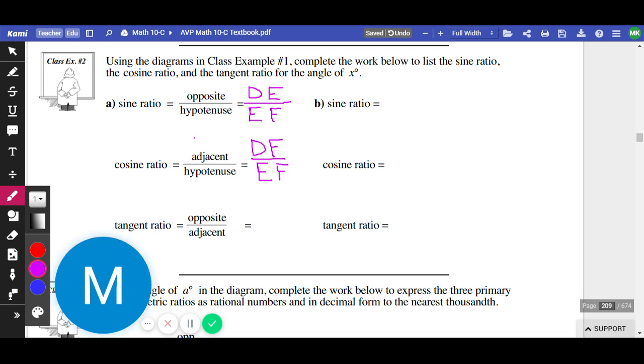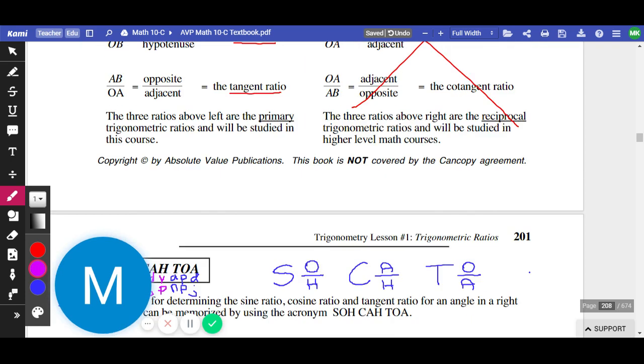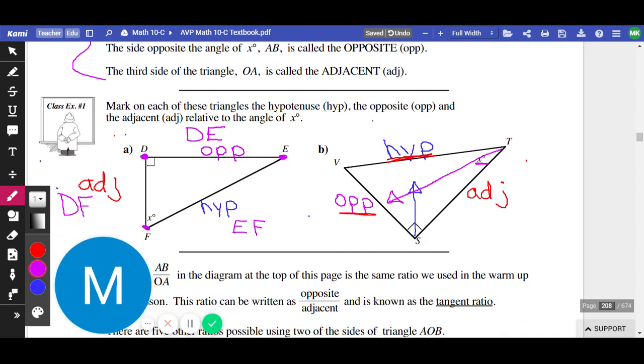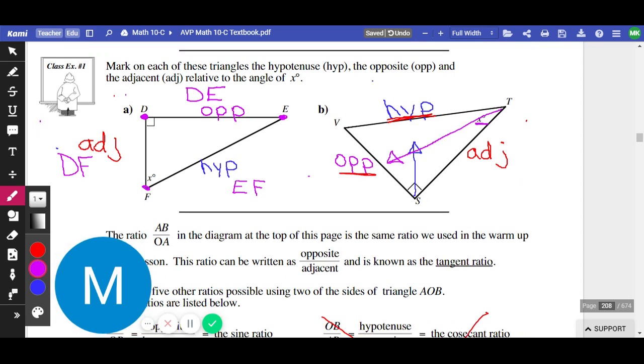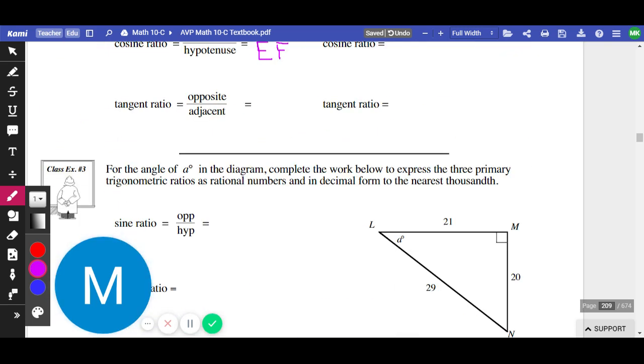And the last one is TOA, or tangent ratio. Tangent is equal to the opposite side divided by the adjacent side. Looking at my triangle, the opposite side was DE. The adjacent side was DF. So it would be side DE divided by side DF.